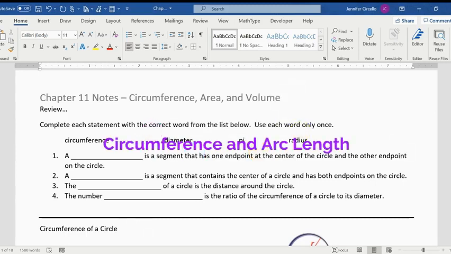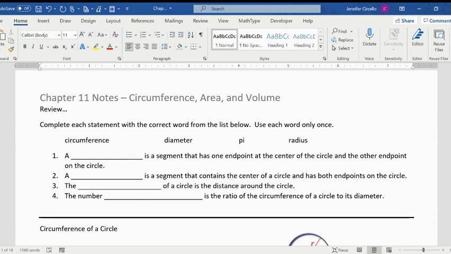Okay, we're going to start chapter 11. We're going to talk about area and volume. We're going to start that with circles. You've learned a little bit about circumference and area of circles in the past, and we are going to build on that. So I want you to start with these 4 review questions.